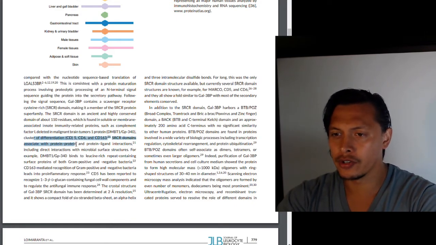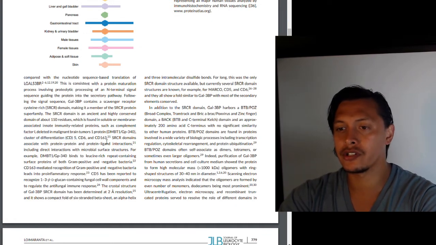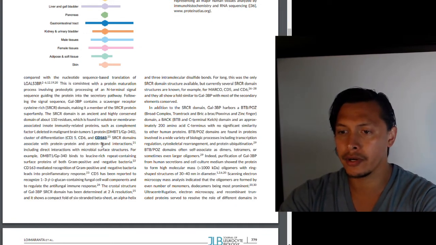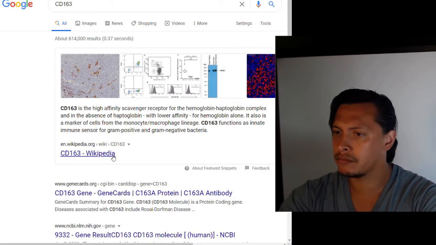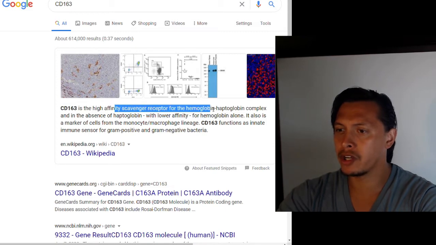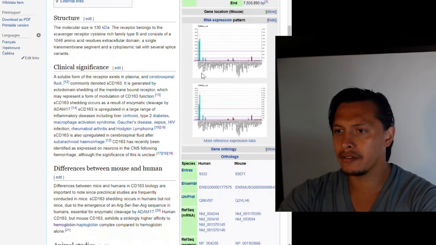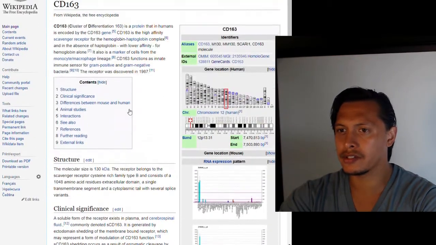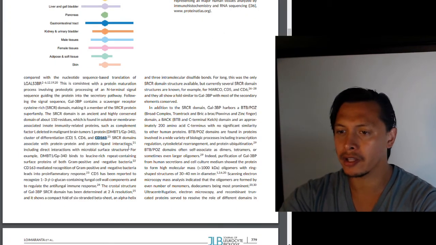And then also there's cluster of differentiation 5, cluster of differentiation 6, and CD163, which, what is CD163 again? Is a high affinity scavenger receptor for the hemoglobin haptoglobin complex. Okay, so yeah, I've seen this before, but I didn't know exactly what it does. I'll probably have to read more about that later.